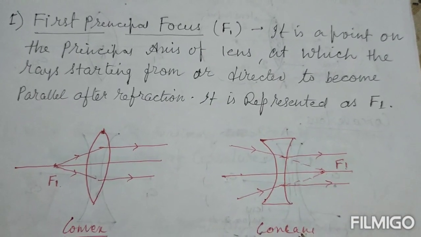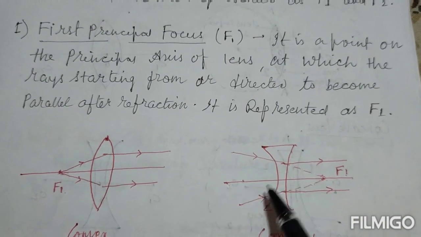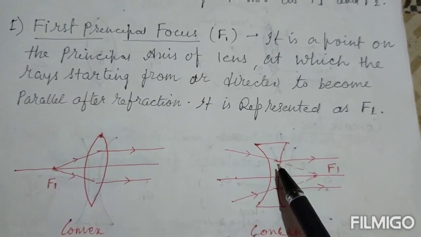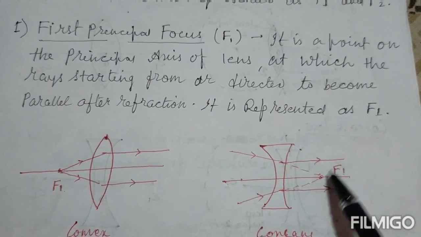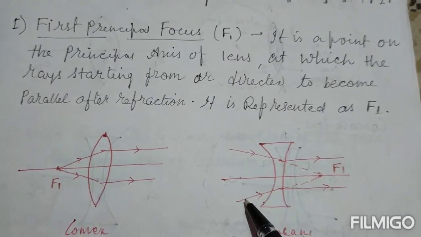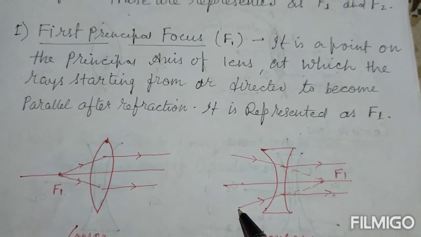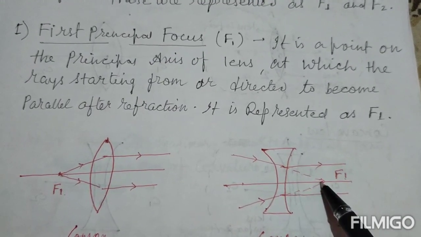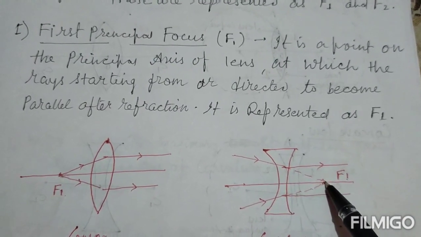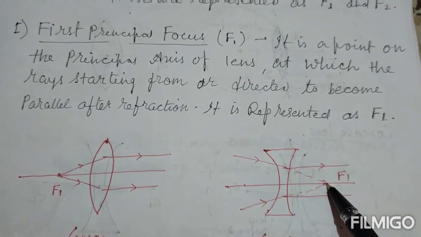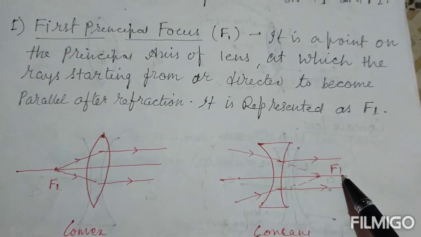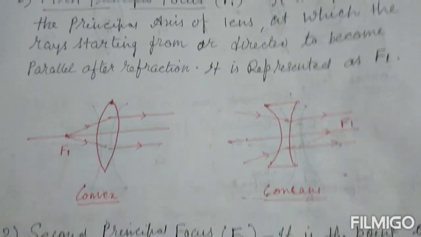In case of a concave lens, rays are coming from any direction and fall on the lens, and they become parallel to the principal axis. But it appears that the rays are coming from a point, and this meeting point, this virtual converging point, is called f1. That is principal focus 1.